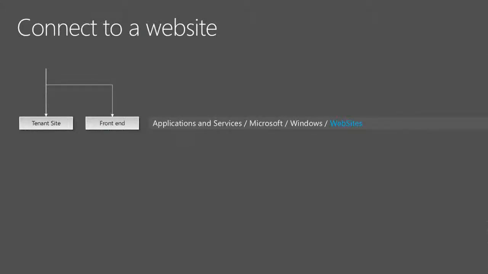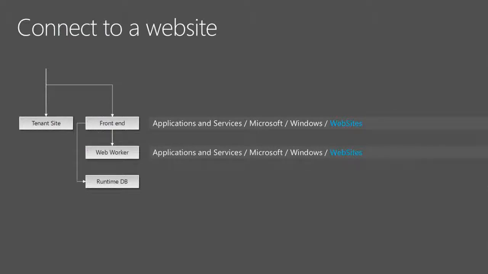That will then redirect me to the front-end servers, which are also part of the cloud deployment of the websites. It has the same event log location. It will retrieve the information from the runtime DB. Where is that website located, on which web worker, and then through ARR will redirect me to that particular website running on that web worker.